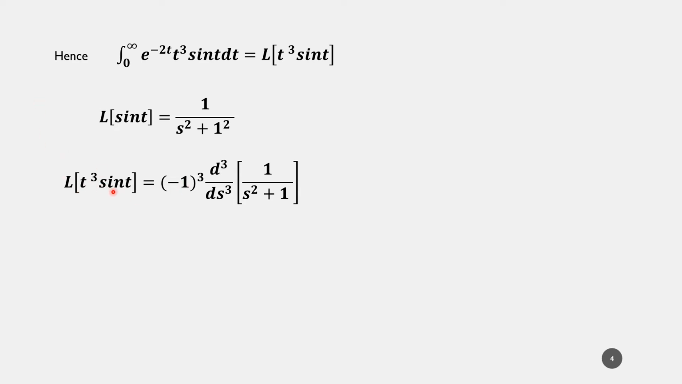So L of t cube sine t will become minus 1 whole cube d cube by ds cube of this answer. So always start with the function on the extreme right, and whatever answer we get, that answer has to be differentiated with respect to s. So now we have to differentiate 1 upon s square plus 1 three times.